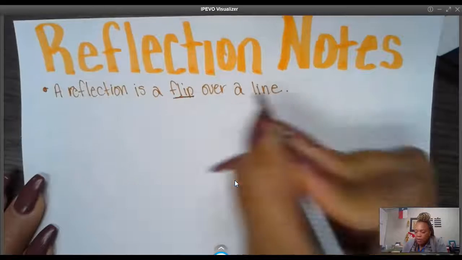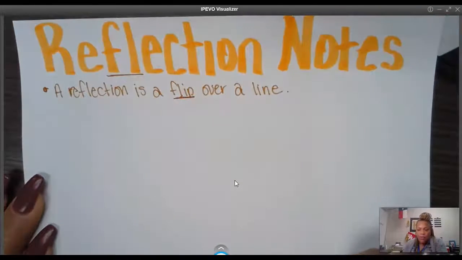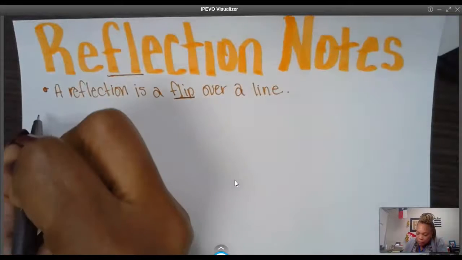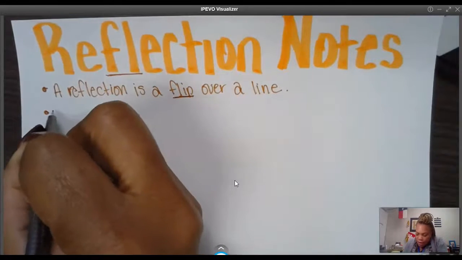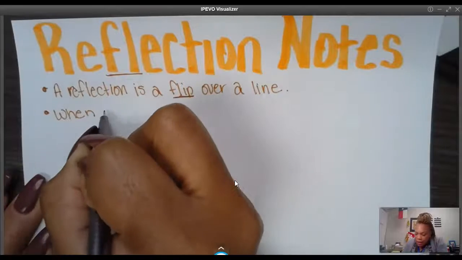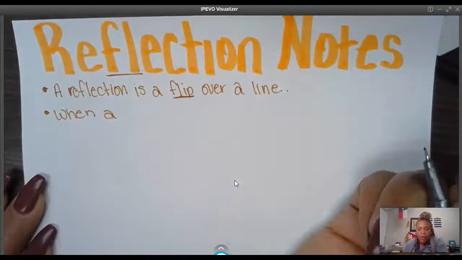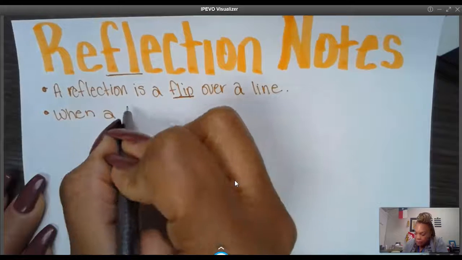One of the things about reflection, we say the word flip. The way I remember that is the FL in reflection means to flip. Okay. Second thing that you need to remember is that when a figure is reflected over a line, the figure and its reflection are both congruent.